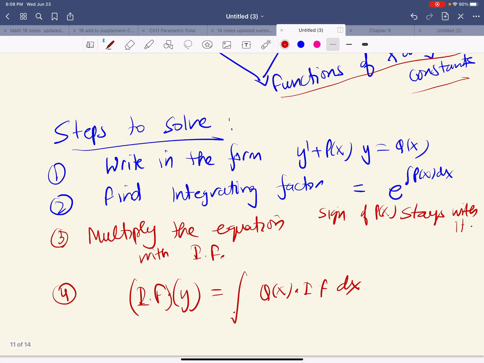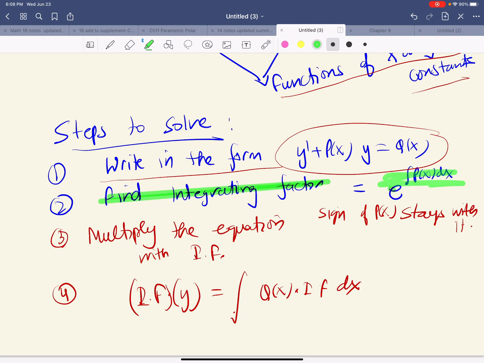The steps to solve: first, write the equation in the form here. Sometimes the given equation is not in the y prime plus p of x y is equal to q of x form, so we want to write it in that form first. Second, find the integrating factor, e raised to the power integral of p of x dx. Remember, the sign of p of x stays with it. If we have a negative sign here, that will go in front of the integral when we find the integrating factor. If it's positive, then that would remain positive.